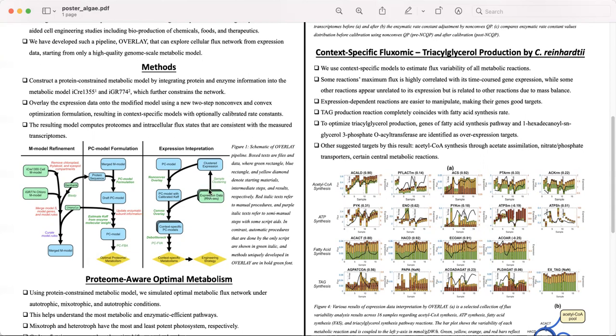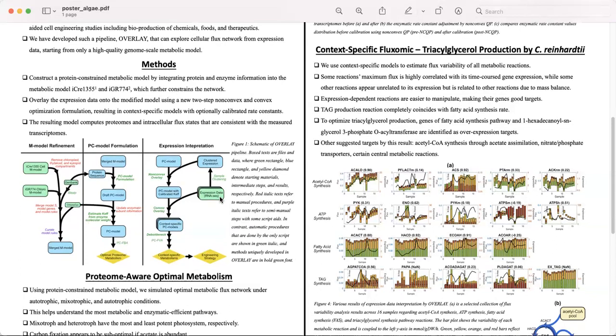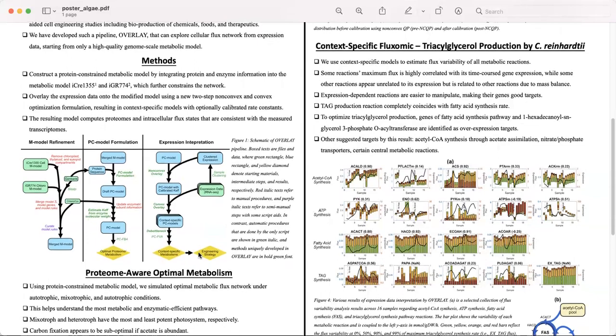And here we can do the data interpretation using a two-step quadratic optimization algorithm, and we can basically arrive at a context-specific model, referring to a context-specific metabolism under the cases where this data is taken. And we can suggest engineering strategies for boosting the triacylglycerol production.